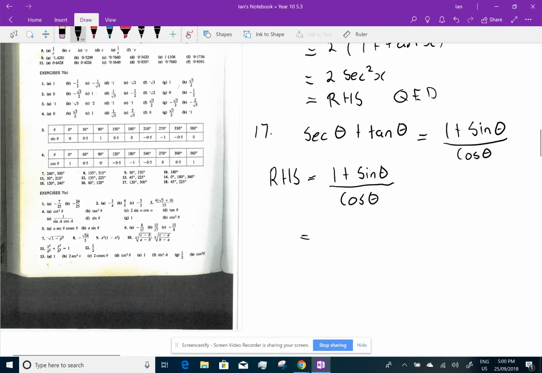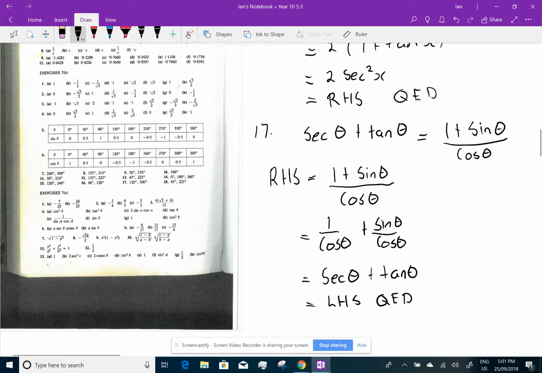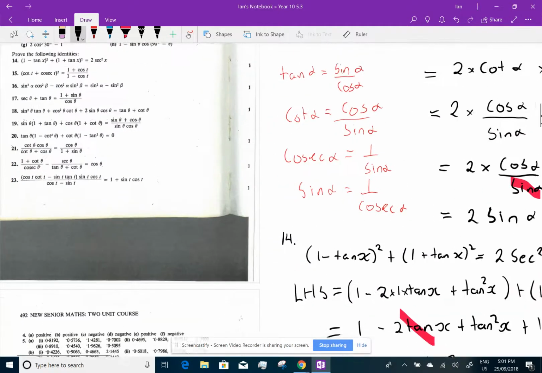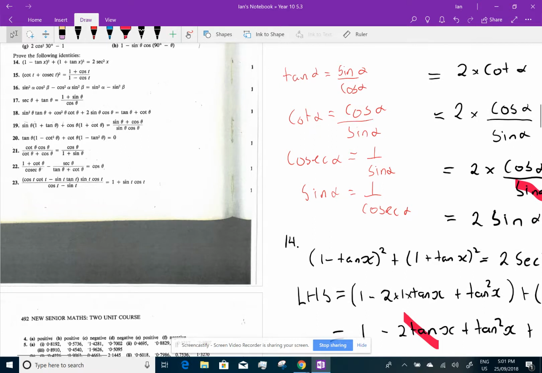And I'm really lucky because this is a fraction. I can just split it. So it's 1 on cos theta plus sine theta on cos theta. Well, 1 on cos theta is sec theta, and sine theta on cos theta is tan theta, which is the left-hand side, QED. Very easy.